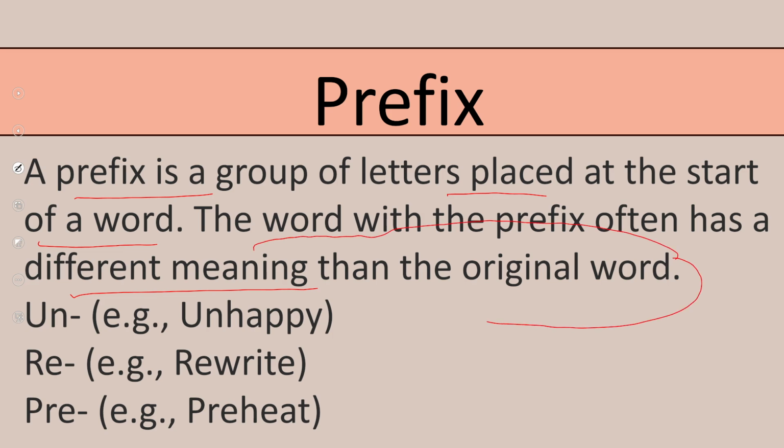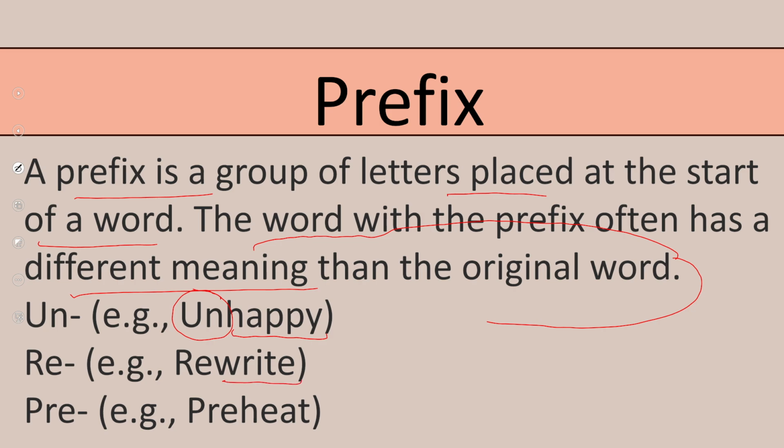Let's see. We have the word unhappy. Unhappy means somebody who is not happy. He may be sad or angry, etc. So, what is our main word? Happy. And what is a prefix? Some group of letters put before the main word. Here, un. Un is your prefix.